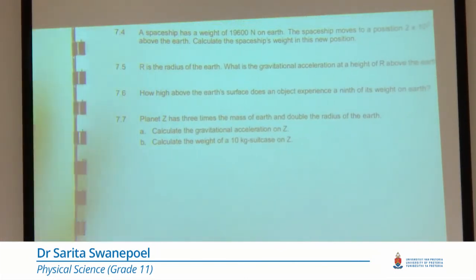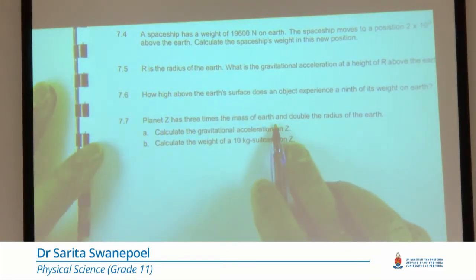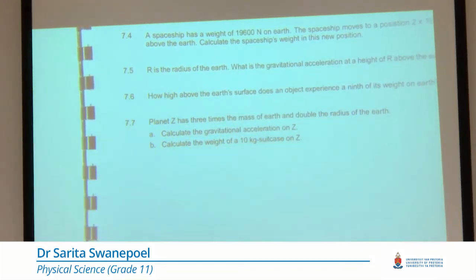7.7. Planet Z has 3 times the mass of the Earth and double the radius. And now they ask us to calculate the gravitational acceleration on Z. What do we have to compare with? We always have Earth to compare with, right? The fact that we're living on Earth tells me that I know the g value on Earth. Do you know the g value of any other place in the universe? No, it's not important. We're living on Earth, so we know that 9.8.